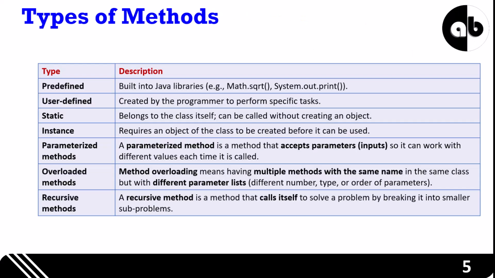Types of methods. Java offers several types of methods for different needs. Predefined, these are built-in methods like Math.sqrt. User-defined, these are created by you, the programmer. Static versus instance, static methods belong to the class and don't need an object to run, whereas instance methods require an object. Parameterized, methods that accept inputs to work with different values. Overloaded, methods with the same name but different parameters. Recursive, methods that call themselves to solve subproblems.